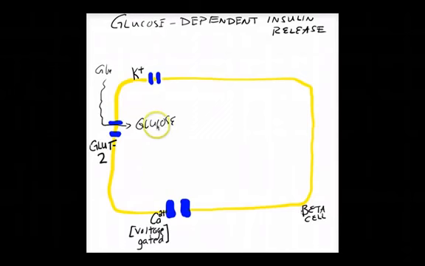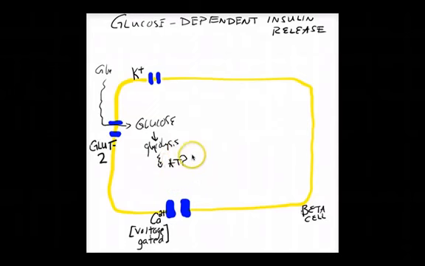Now, as glucose enters into the beta cell through the GLUT2 transporter, glucose is then going to enter into glycolysis, okay? And then it's going to move through different pathways like the Krebs cycle and oxidative phosphorylation, and it's going to create a bunch of ATP, okay? And those are created by oxidative phosphorylation.